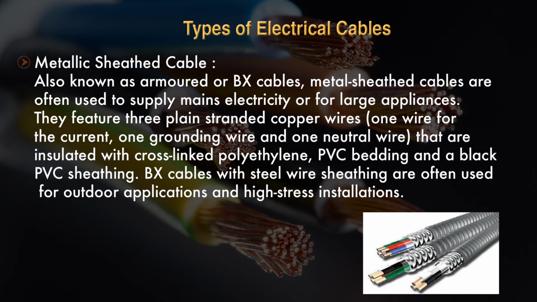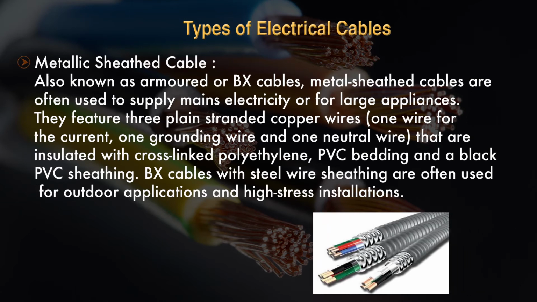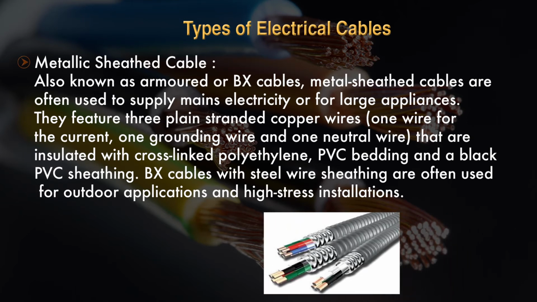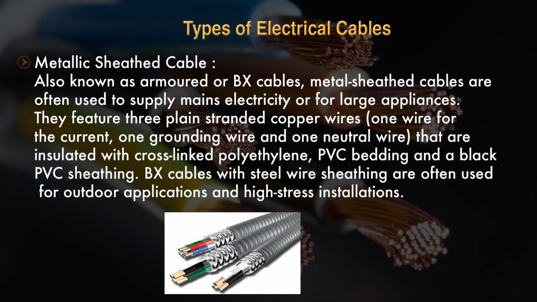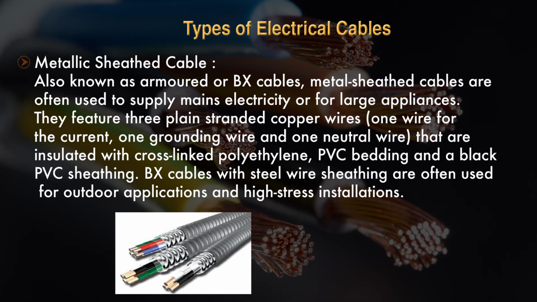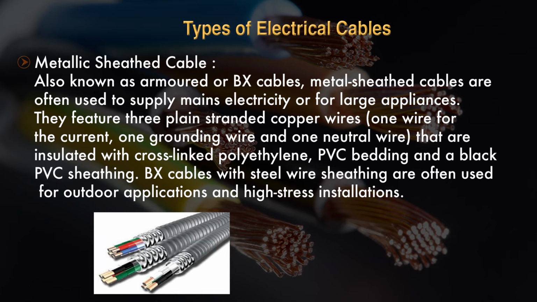etc. The next type of cable that we are going to discuss here is called metallic sheathed cable. Metallic sheathed cable is also known as armored or BX cable. Metal sheathed cables are often used to supply mains electricity or for large appliances. They feature three plain stranded copper wires that are insulated with cross-linked polythene, PVC bedding, and a black PVC sheathing. BX cable with steel wire sheathing is often used for outdoor applications and high stress installations.